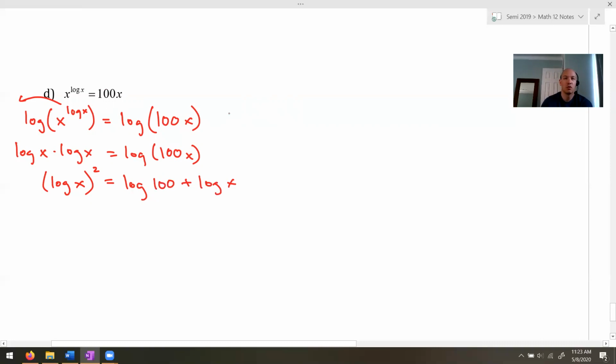And now we're simply going to make a substitution here. So this is a bit of a trickier kind of question, but I wanted to show this just because it's kind of a neat one. I've seen it in some textbooks and stuff. I'm going to replace log x with something. How about y? If I actually make this substitution here, I can see that we've got a quadratic equation.